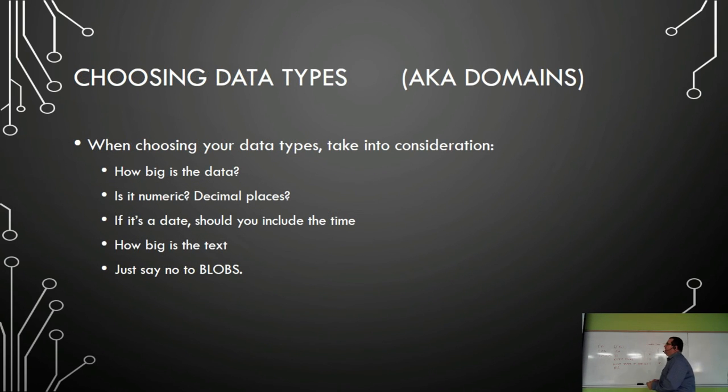Choosing data types, also known as domains. Depending on what stage you're doing the design work at, if you just finished your conceptual but haven't gone to the physical yet, there's a stage called conceptual, then there's logical, and then there's physical. At the logical stage, you start assigning domains to the data. In other words, generic data types: this is a character field, this is a date field, this is a number field of some sort. We don't know exactly what kind of number field yet, but it's a number field. That's a domain.